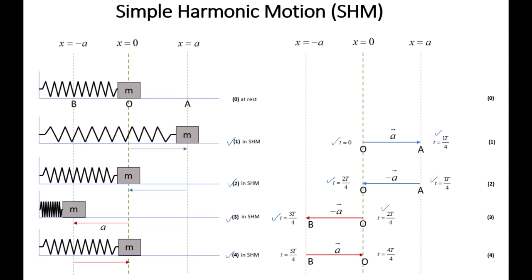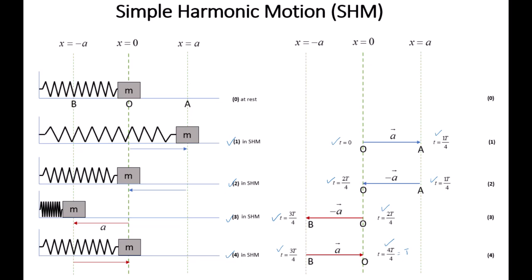And in the last part of the one cycle of SHM, in figure 4, it starts at time t equal to 3T over 4, and it covers a displacement of A because it's positive, because it is moving from left to right. And at the end of time t equal to 4T over 4, which is nothing but T, it comes back to its original starting point O.